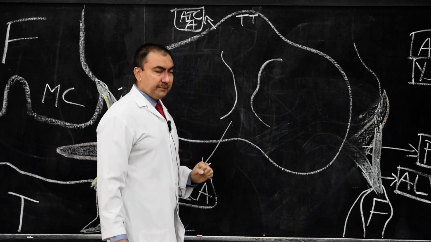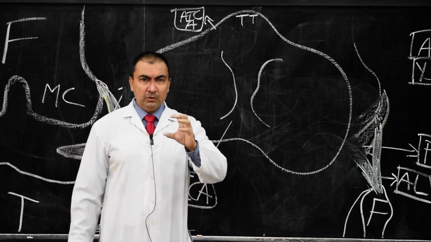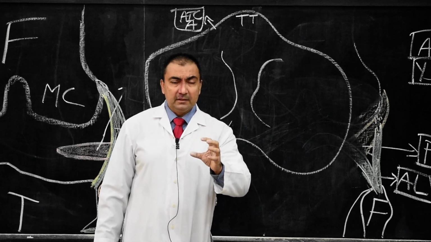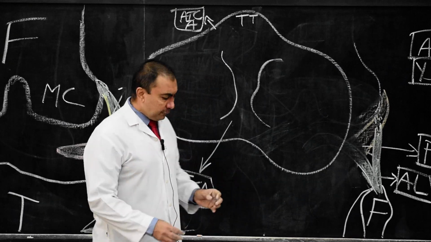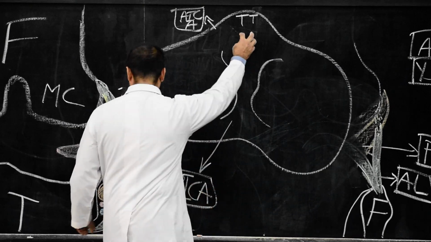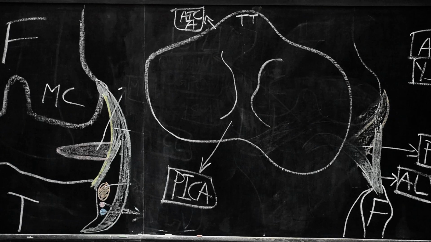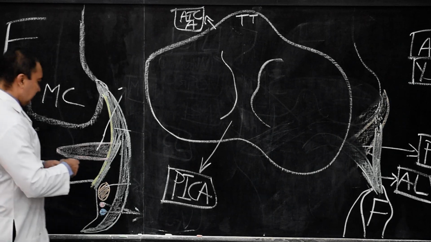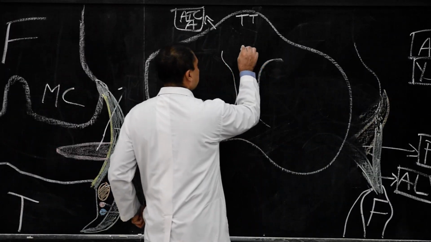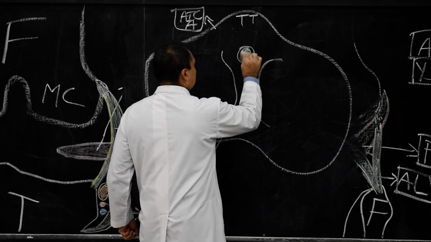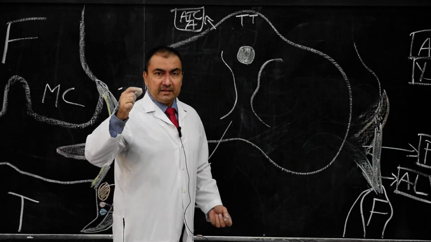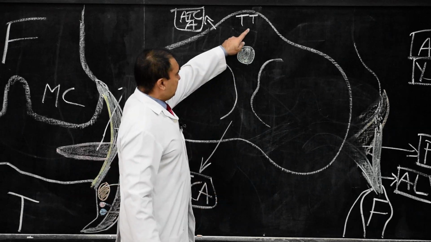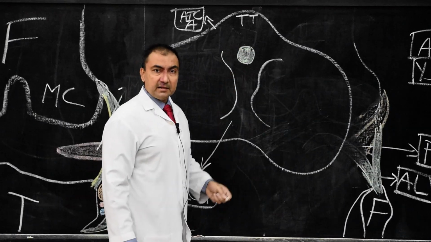The anterior cruciate ligament here will be located in between the medial and lateral menisci. So therefore, anteriorly we are going to mark here. First we are going to mark the anterior cruciate ligament. This will be the anterior cruciate ligament, which is located between the medial meniscus and lateral meniscus.